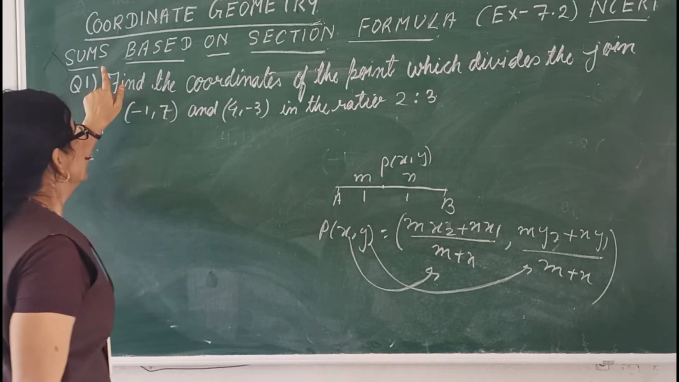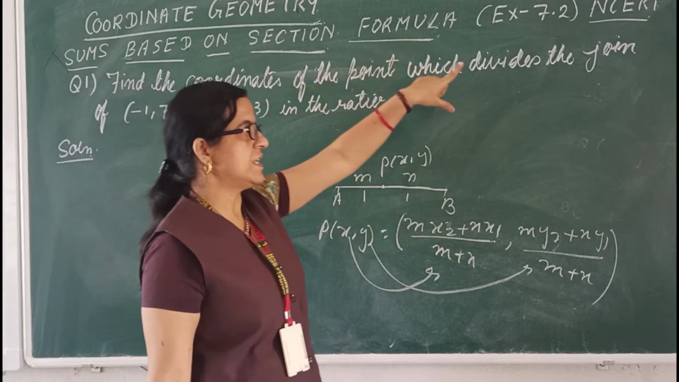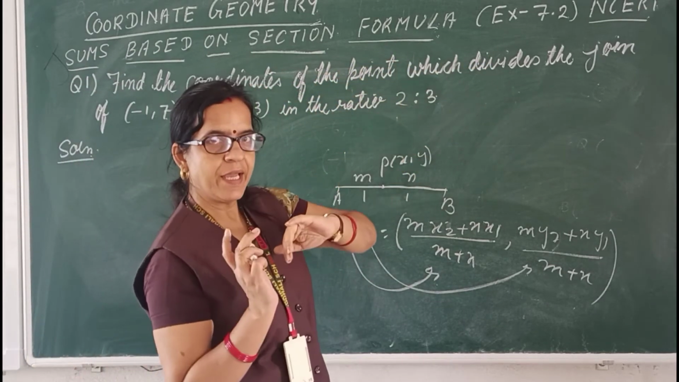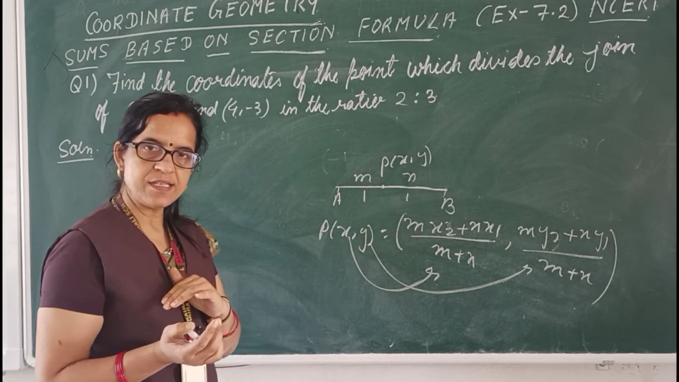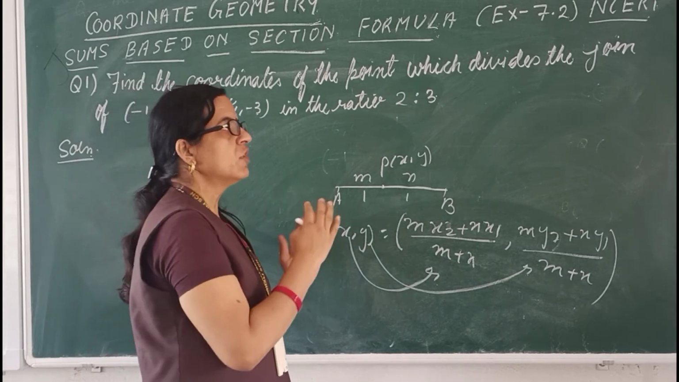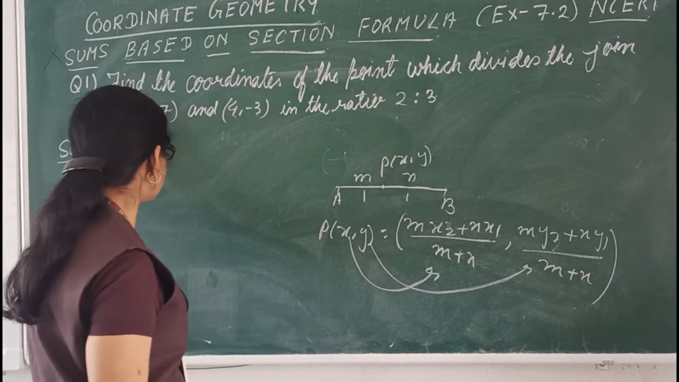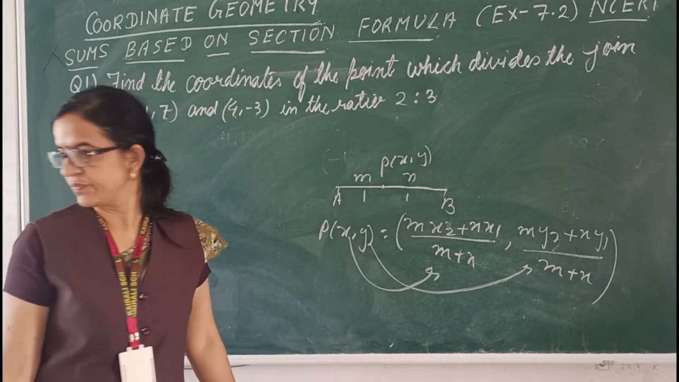Now, in this video, we will be doing the sums based on section formula, which is exercise 7.2 of NCERT. Some more sums I will be doing at the end, which will be selected sums from the side book, that is the Adarsh Agarwal book. And if I feel some important questions from any other book also, definitely I will be discussing over here. Now let us proceed with question number 1 of exercise 7.2.